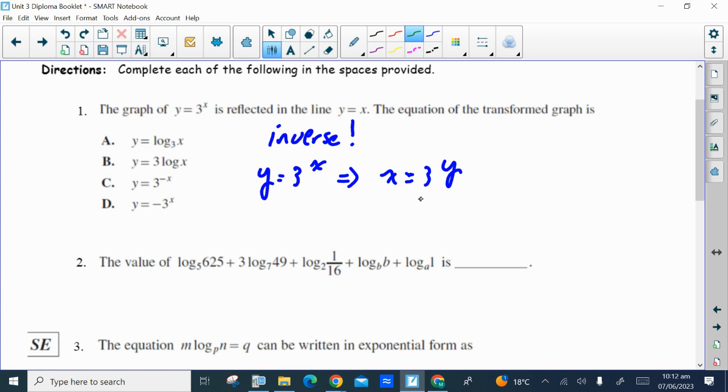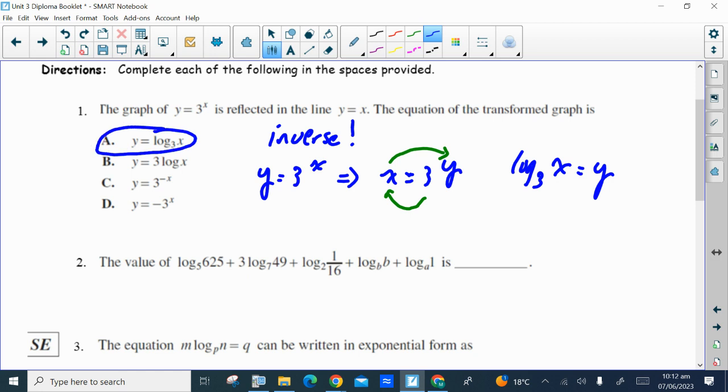To do that, you would convert from exponential to logarithmic. You'd start with the base and cycle through. The base of the exponential function is 3, so that'll be the base of the log. It'll be log base 3 of x equals y. Y equals log base 3 of x. So A was the answer there.